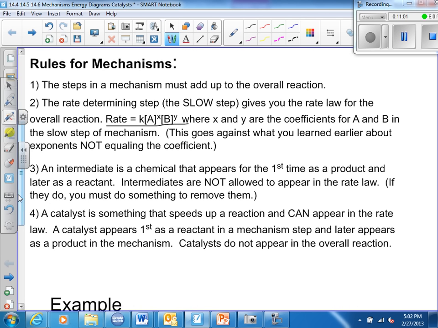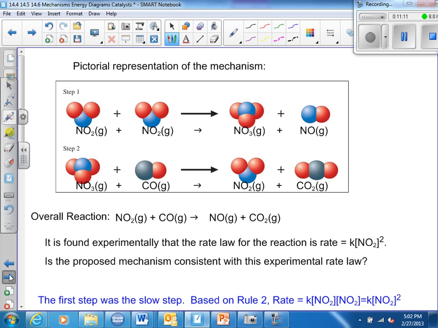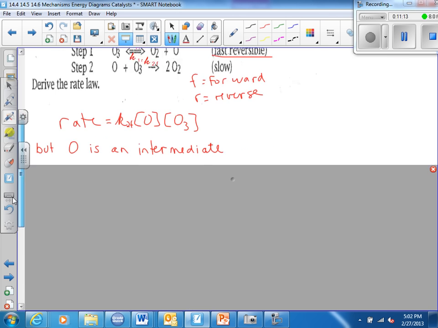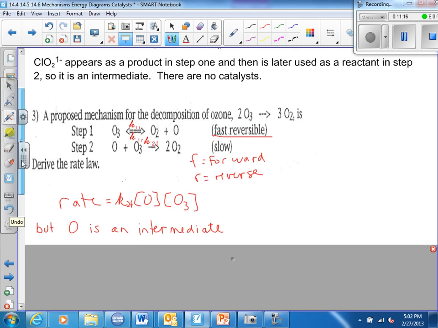We can't have intermediates in our mechanisms. Let's look, where's that rule? Intermediates are not allowed to appear in the rate law. We cannot have that intermediate. We got to do something to get rid of it. So now you'll learn how to get rid of an intermediate. We actually use this fast reversible step right here.